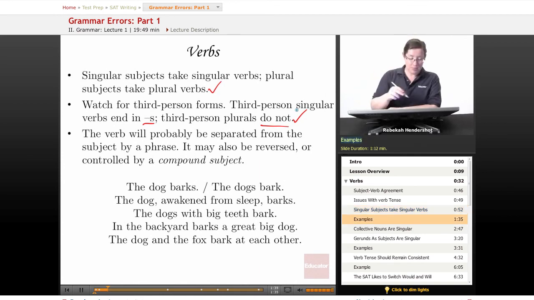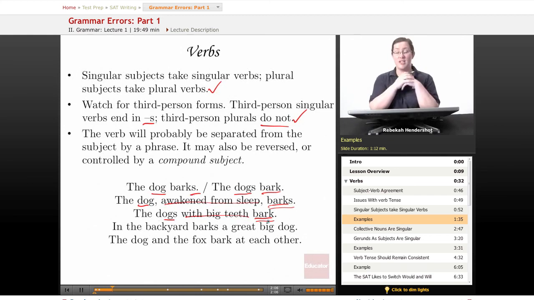So, let's start with the simple version. The dog barks. Dog is singular, so it takes the singular verb form, which ends in S. Dog barks. But if dogs is plural, then it becomes bark and the S goes away. Now, the subject may be separated from the verb by a phrase. The dog, still the subject, awakened from sleep, there's that phrase, barks, still our verb, still the singular form. The dogs, plural, with big teeth, oh, prepositional phrase, you can always cross those out, bark. Once again, subject is dogs, verb is bark.